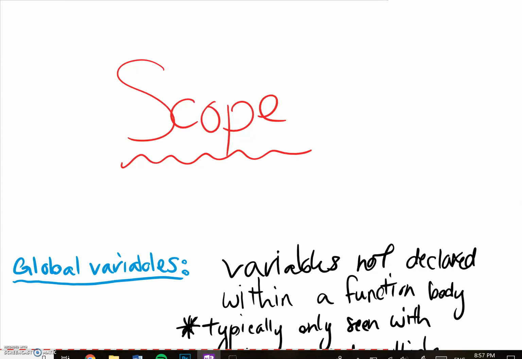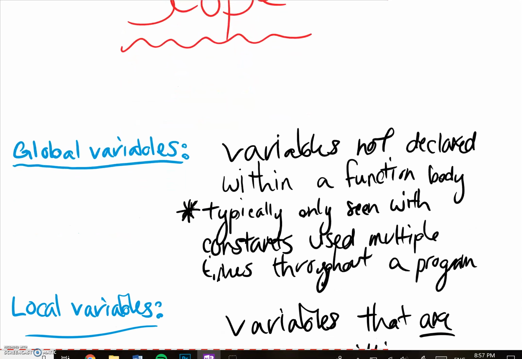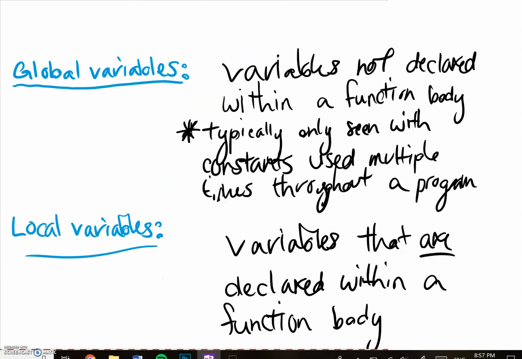So before we get started, there are a few important terms that we need to get familiar with. The first one is global variables. So global variables are variables that are not declared within a function body. Typically these are going to be variables that are constants and used multiple times throughout a program. So these are going to be declared before main.